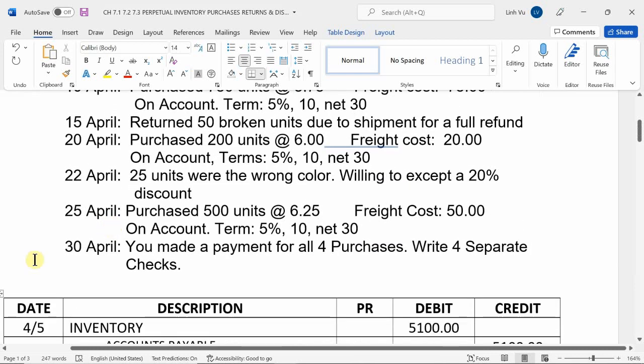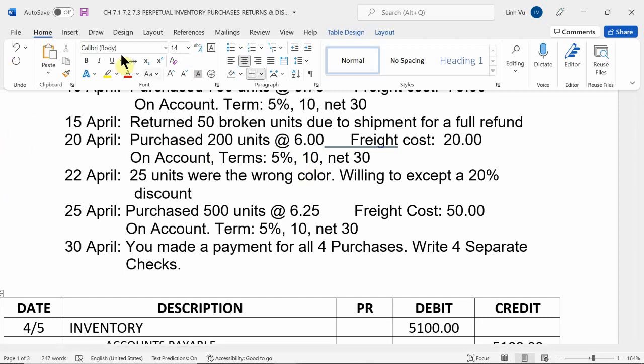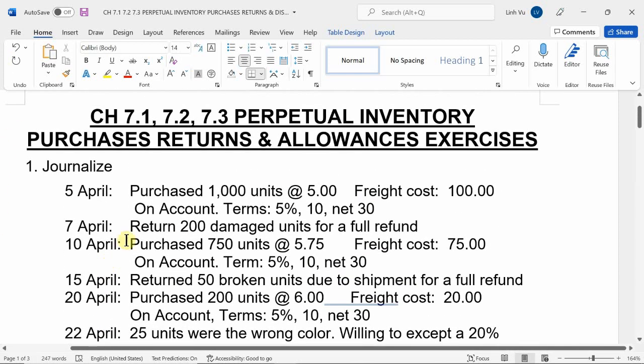Last but not least, on April 30th, you made a payment for all 4 purchases. Write 4 separate checks. So let's look at the very first purchase that we made, on April 5th. We purchased 1,000 units on account. However, on April 7, we ended up returning 200 units for a full refund.